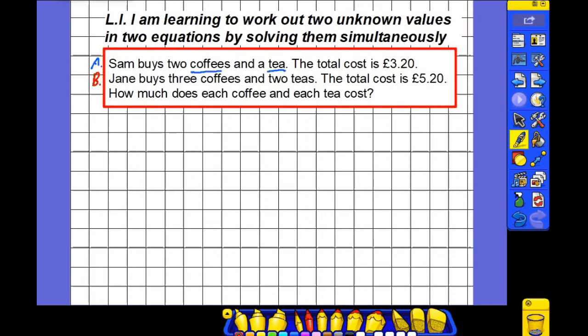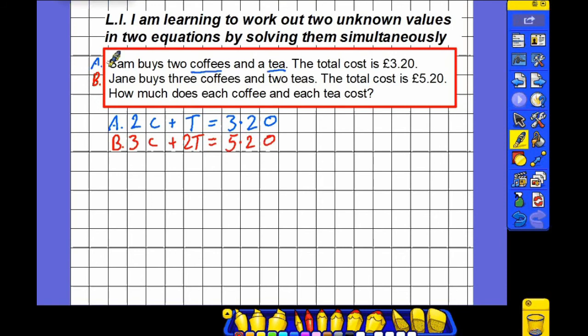Well, let's actually write them out algebraically, because that makes it a little bit clearer. So, equation A, we have Sam. He's bought 2 coffees, so we'll call that 2C, and he's bought a tea. Okay, and that cost him £3.20. What about Jane's equation then? So Jane is equation B. She's bought 3 coffees plus 2 teas, and that's cost her £5.20.